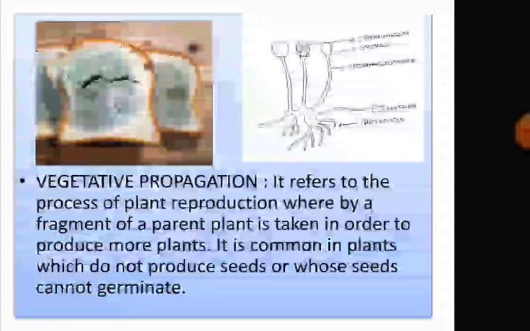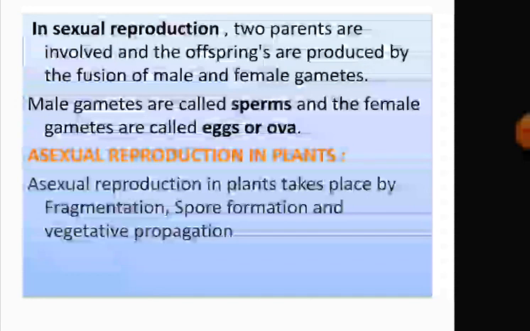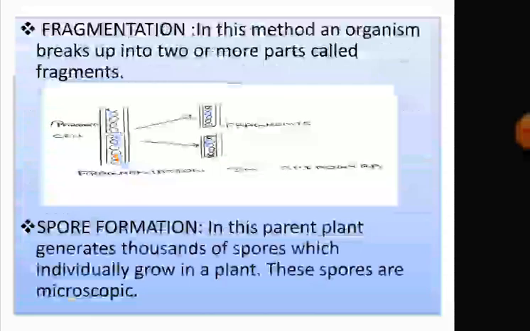Next, vegetative propagation. It is the development of a new plant from the vegetative parts. Vegetative parts means the root, stem or leaf of a plant. So, it refers to the process of plant reproduction whereby a fragment of a parent plant is taken in order to produce more plants. It's common in plants which do not produce seeds or whose seeds cannot germinate. So it is also a form of asexual reproduction, because there is no involvement of reproductive structures. So asexual reproduction in plants takes place by fragmentation, spore formation and vegetative propagation.